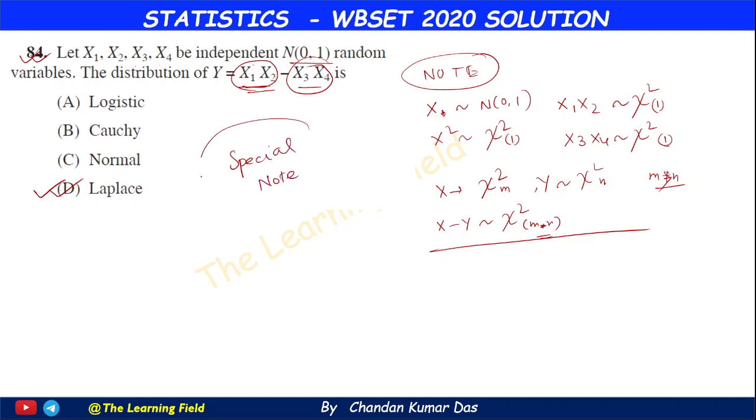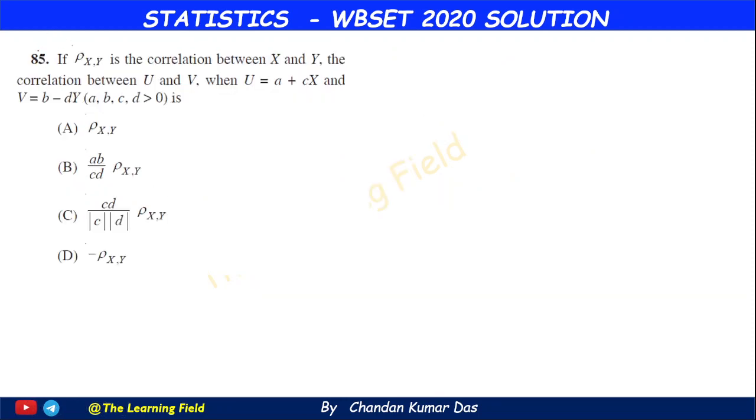There are some special notes on these types of distributions, or the relation between two distributions, or sampling distributions. You can always remember that if this is given, then it follows the Laplace distribution, not logistic, not Cauchy, not normal.